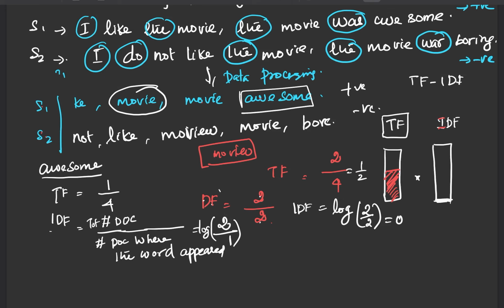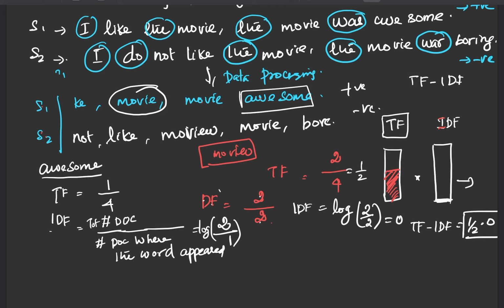So the TF-IDF value for the movie is 1 by 2 into 0. So when we multiply, it becomes 0. This is pretty much what we want. This is more relevant than bag of word methods.